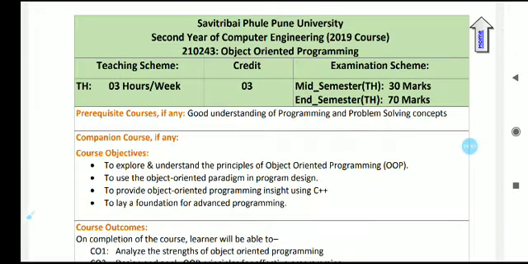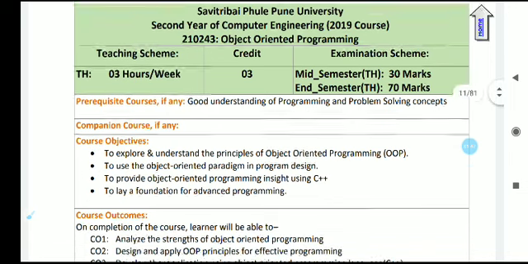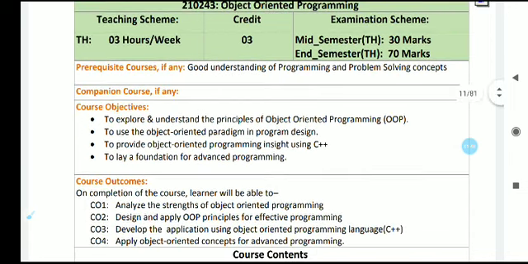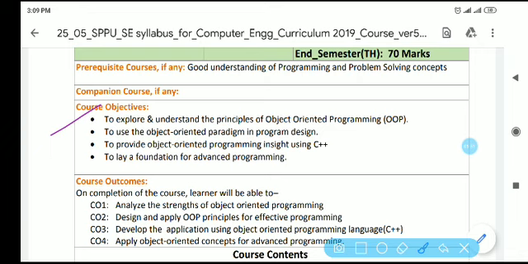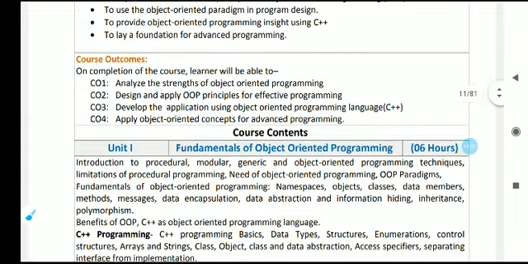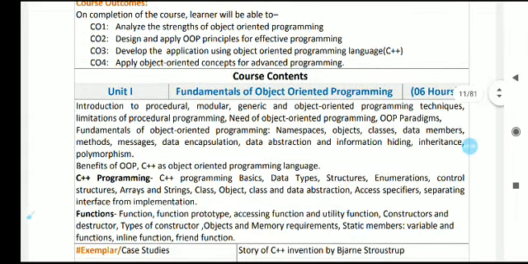Next is the actual syllabus. In this, these are the course objectives, then the course outcomes. Then we start with unit 1. The first unit is fundamentals of object oriented programming. In this unit we mostly discuss the basics of object oriented programming.